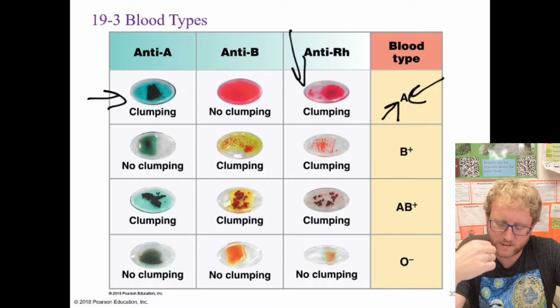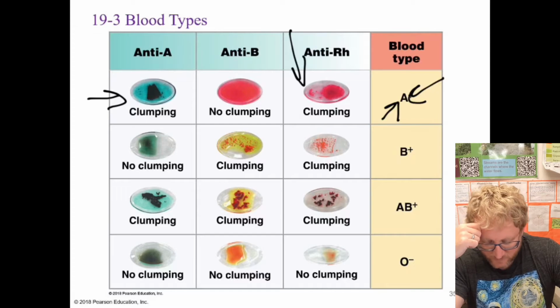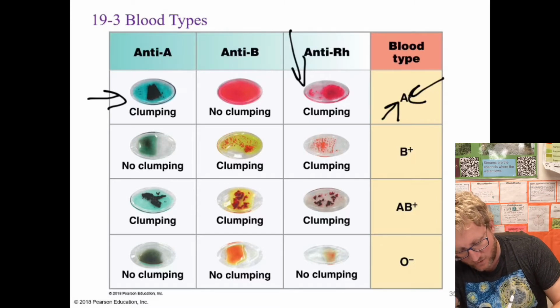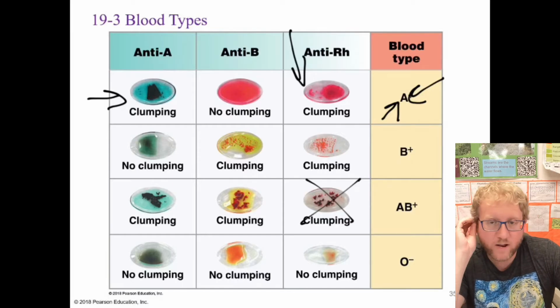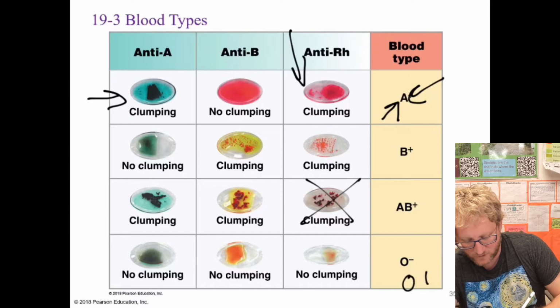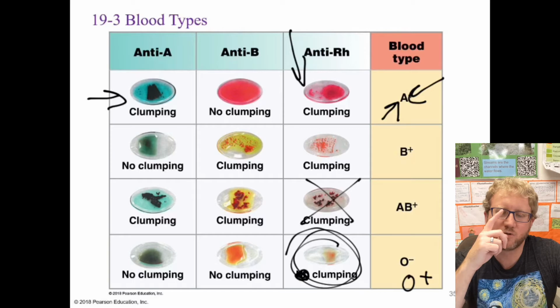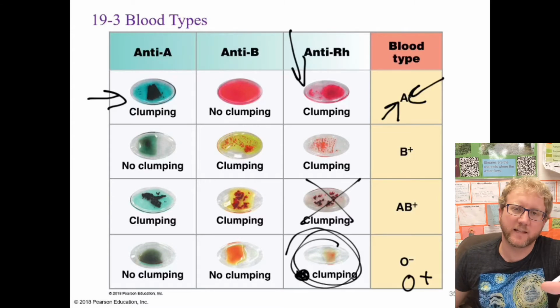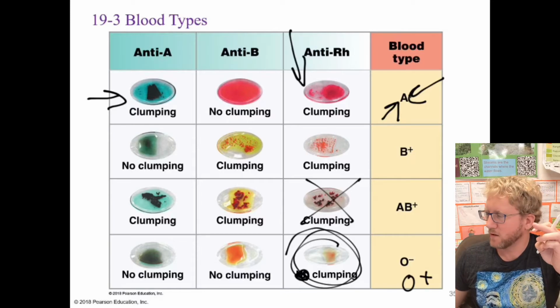Same thing happens with B. AB positive, you're going to have clumping everywhere. If it's AB negative, you would not have clumping here. O negative is no clumping whatsoever. O positive, you would have clumping right here. So you do these simple tests for these three factors to determine if the blood is compatible or not. It's more complicated than that, but this gets the job done.